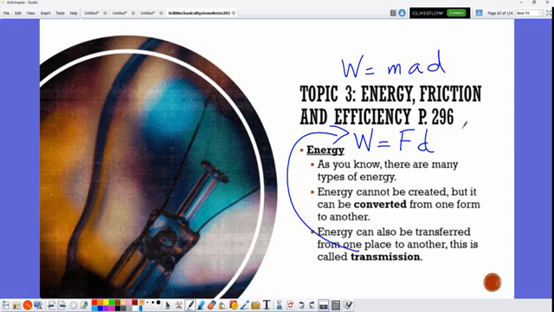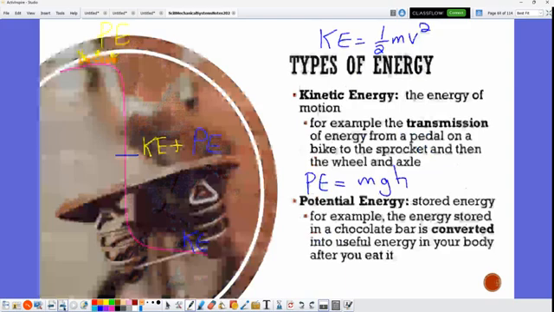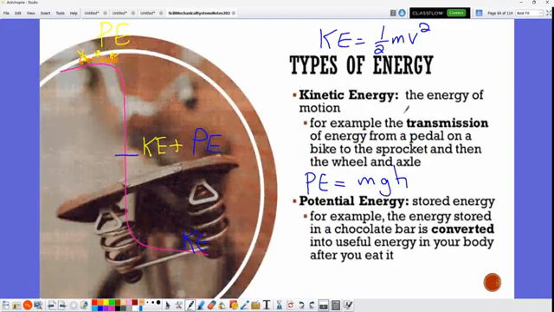As you know, there are lots of different kinds of energy, and energy cannot be created, but it can be converted from one form to another. You can also transfer energy from one place to another. This is called transmission. Kinetic energy is energy of motion. There's the formula up top here: kinetic energy equals 1/2 mv squared.